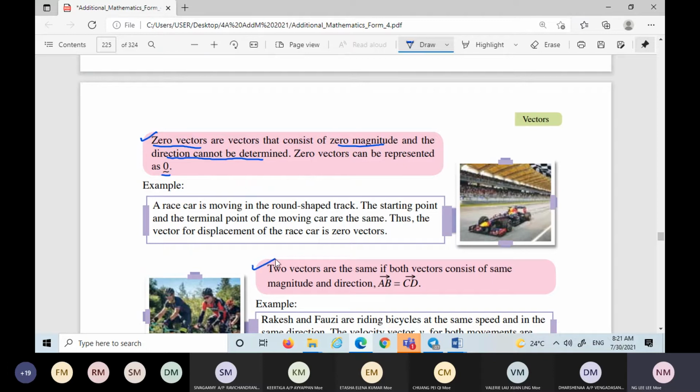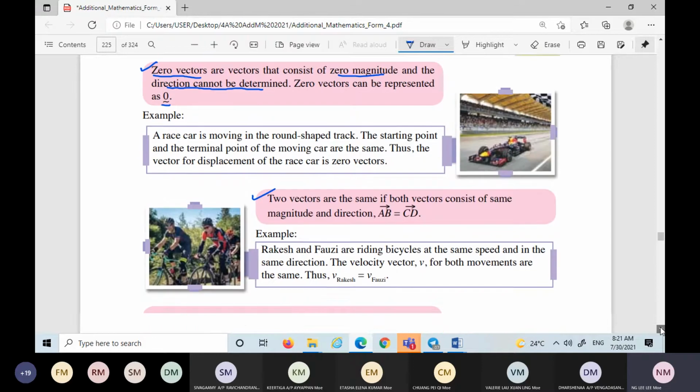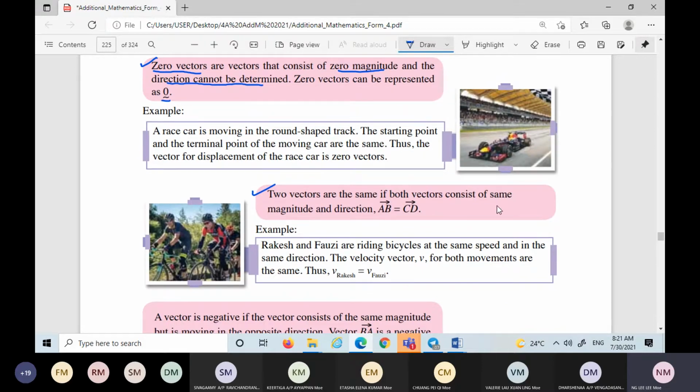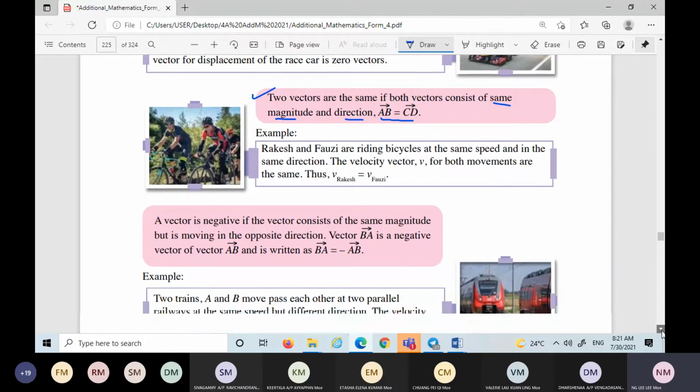Then what is the meaning of the same vector? Two vectors are the same if both vectors have the same magnitude and the same direction. So if AB is the same as CD, then you can write it in this way. These two vectors are the same: same magnitude, same direction.